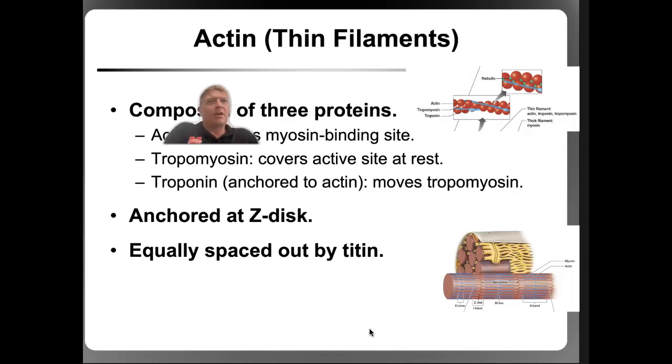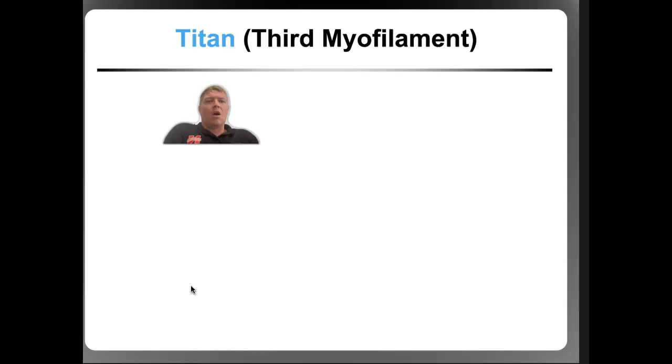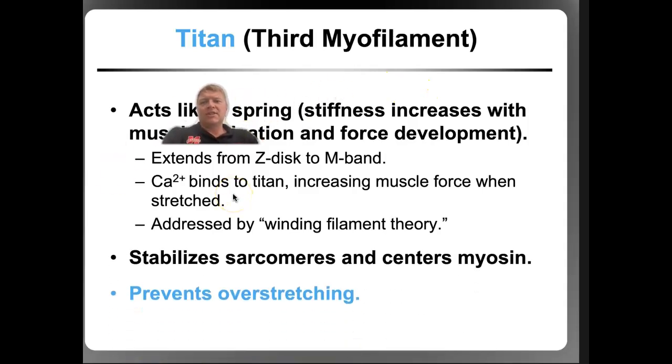Right, keep going. Titin, nebulin is the anchoring protein. My apologies, there's one more little thing there. All right, so titin is the third filament in there. It acts like a spring. This is the stiffness that increases muscle activation and force development. It extends from the Z disc to the M band.